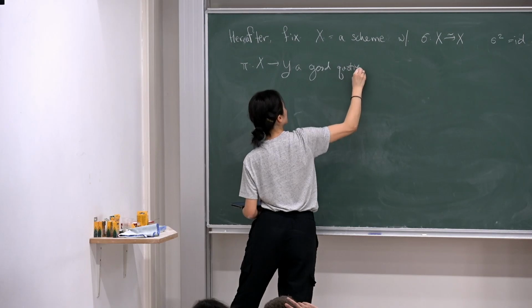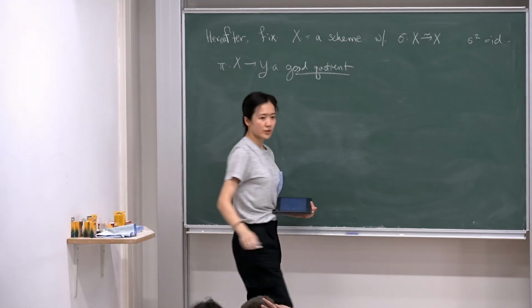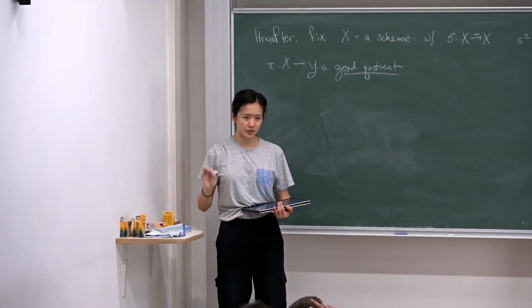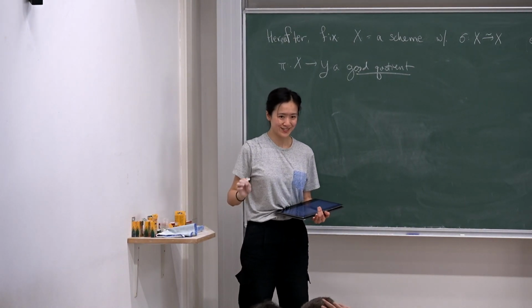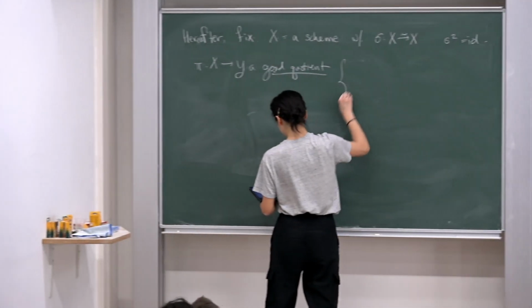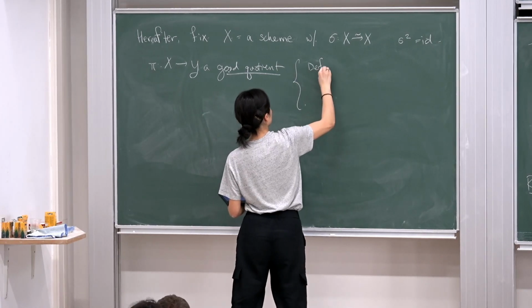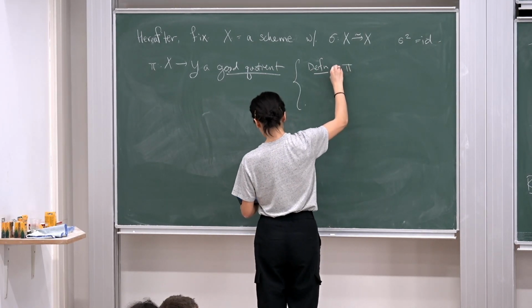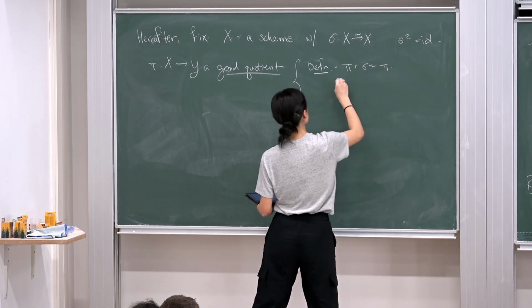Okay, what does that mean? Do we want to see the definition of good quotient, or do we just want to know what a couple of examples are? I want to see the definition. All right. So this means that pi is invariant. In other words, if I take pi of sigma, this is equal to pi.